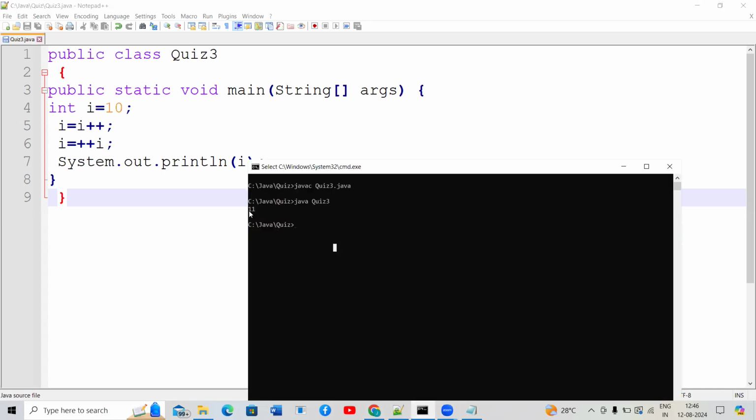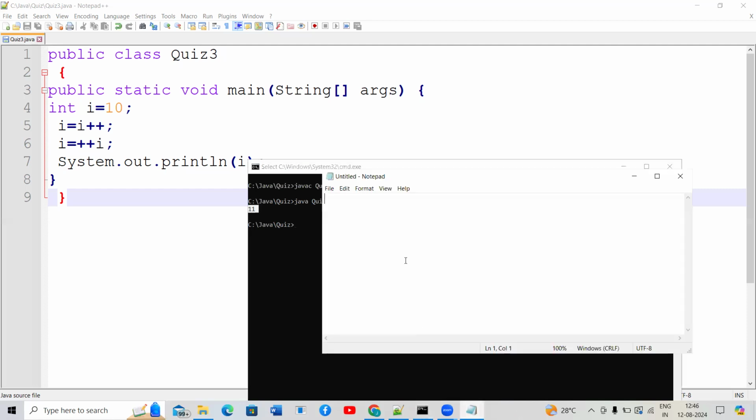So we get the value of I as 11. Was your guess right or was it wrong? Let's see how we arrived at this. Before doing this, let's discuss the topic of post-increment and pre-increment. So that's what is happening here, right?